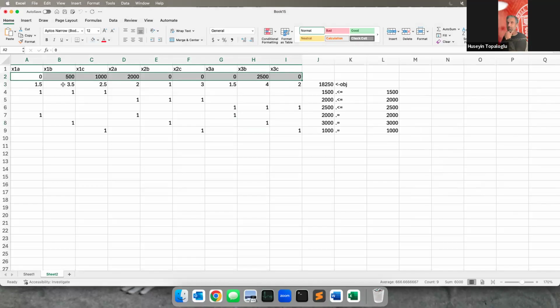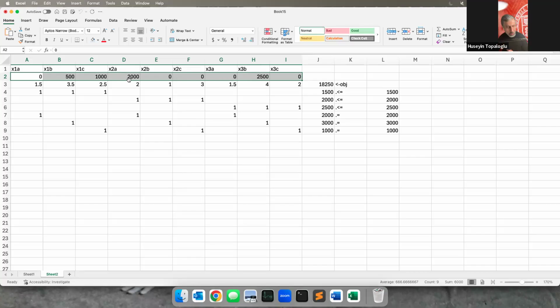Meaning that in the optimal solution, 1,500 viewers of type 1 see an ad from advertiser B, 1,000 viewers of type 1 see an ad from advertiser C, 2,000 viewers of type 2 see an ad from advertiser A, and 2,500 viewers of type 3 see an ad from advertiser B. You get the idea. So this is the optimal solution.